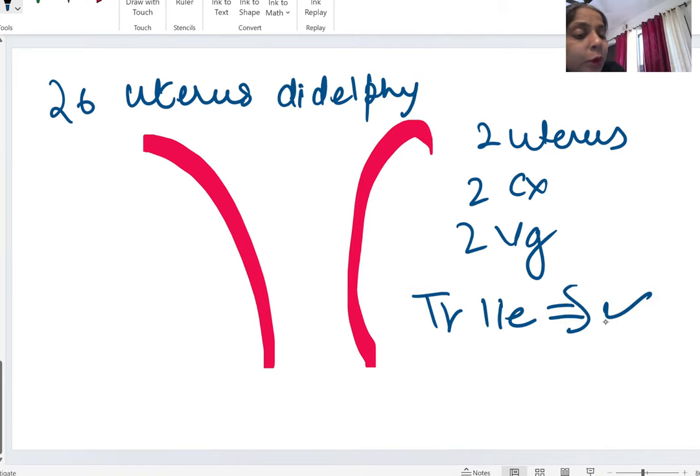Transverse lie is possible once the uterus is more in horizontal dimensions. Let us see the other options. Preterm labor will occur because the uterus is half the size. Endometriosis will occur because there will be more backflow. And abortions will occur because the uterus is half the size. Due to preterm labor, abortions will occur. Is it clear?